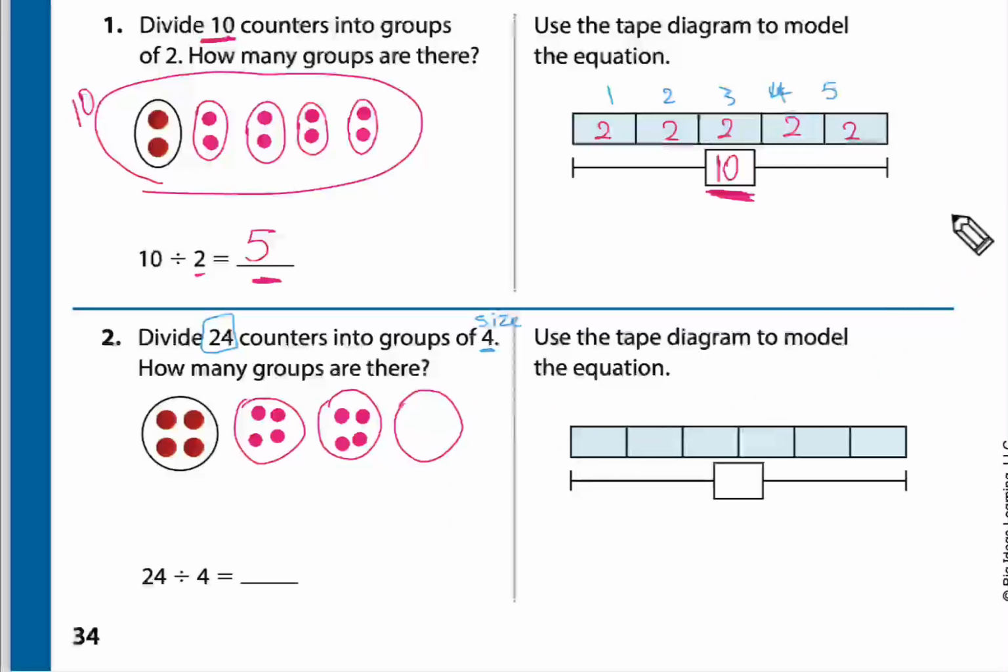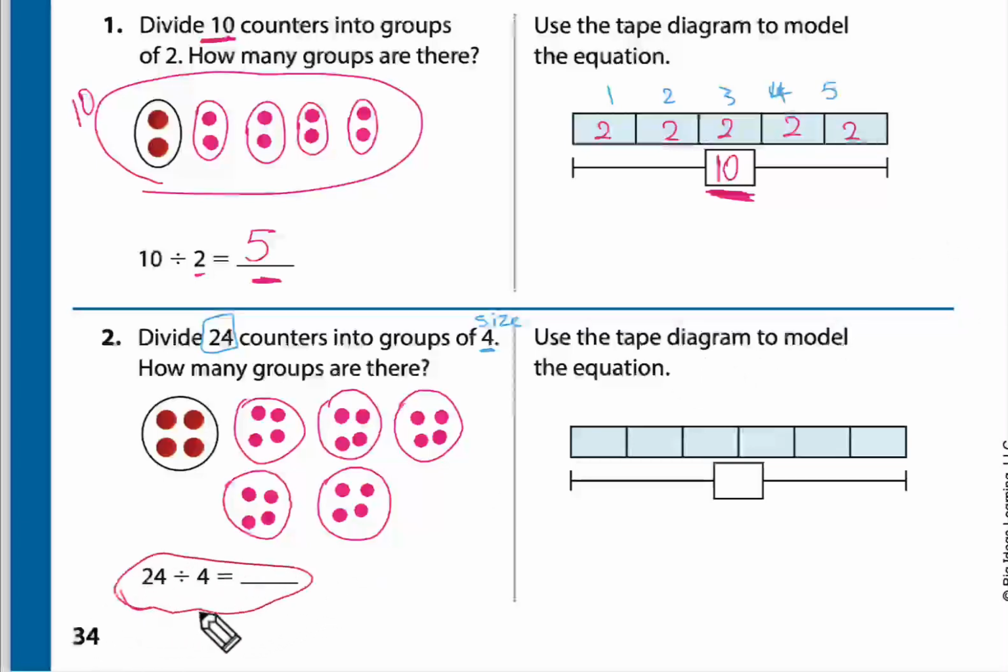Let's make another one. And now, if we make another one here, so we have 16. Okay, another one. So, 20. And if we use here another one, we get 24. Now, these are 24 counters in all. And my hero, can you help me to finish the equation? Excellent. Because we have here six groups.